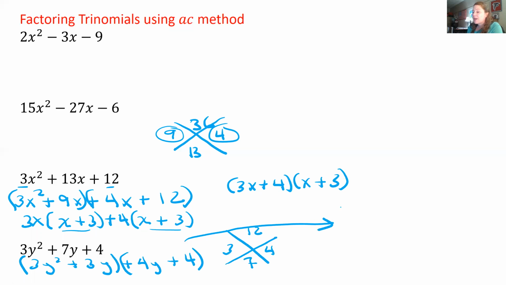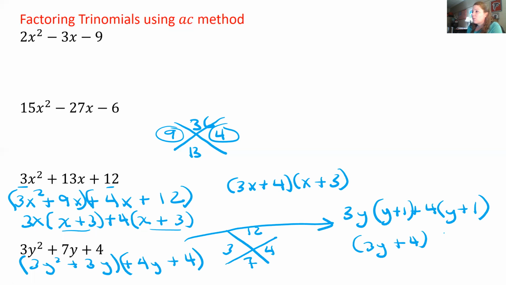All right, so I can factor out a 3y. And I get y plus 1. And I can factor out a 4. And I get y plus 1. So my answer is 3y plus 4, and then y plus 1. That was a lot like the last one, wasn't it?